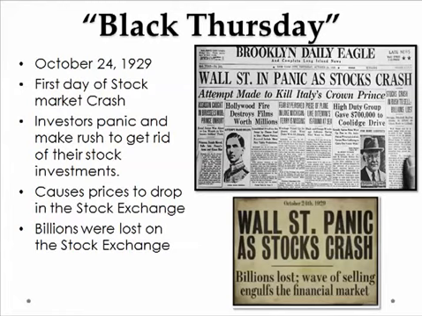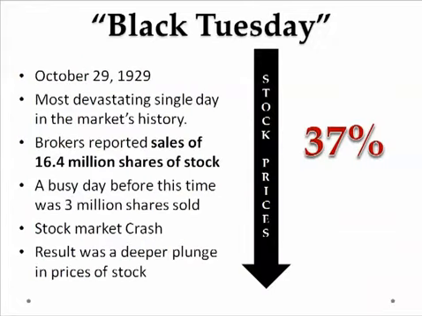Black Thursday is what they call October 24th, 1929, the first day of the stock market crash, when a lot of stock was sold in one day. Black Thursday, right here: Wall Street, panic, and stocks crash. Billions are lost. And then we go to a day we refer to as Black Tuesday, which I think is the next week, October 29th, 1929.